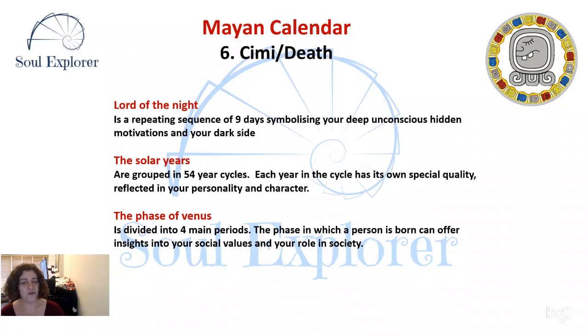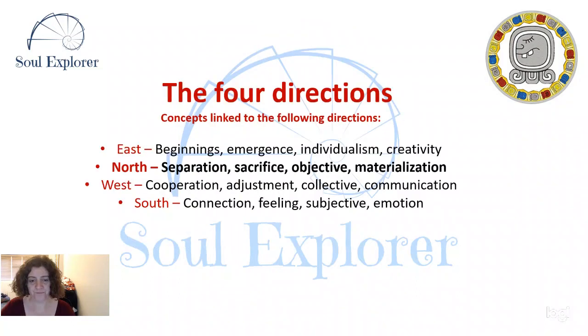So the phase of Venus is divided into 4 main periods. Each phase which a person's born under can offer insights into their social values and their role in society. But these are less prevalent in your reading. They are relevant, but not as strong as your day sign, your Trikana, or your galactic tone.